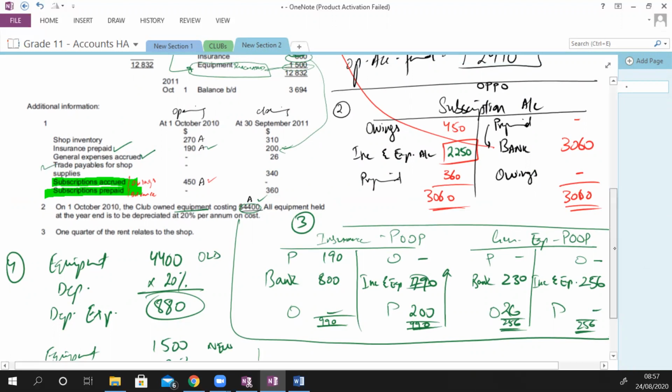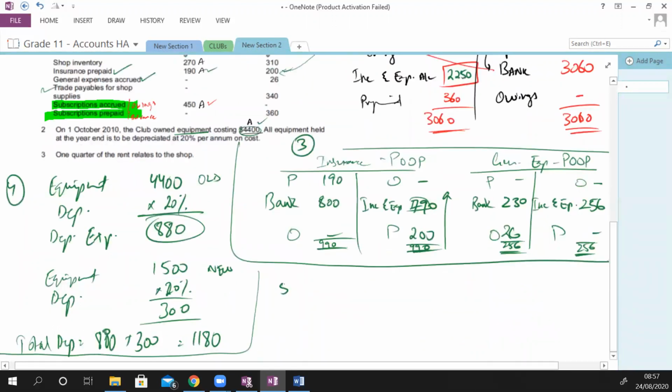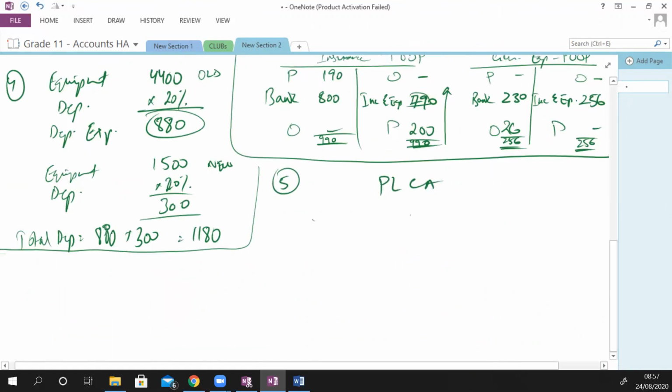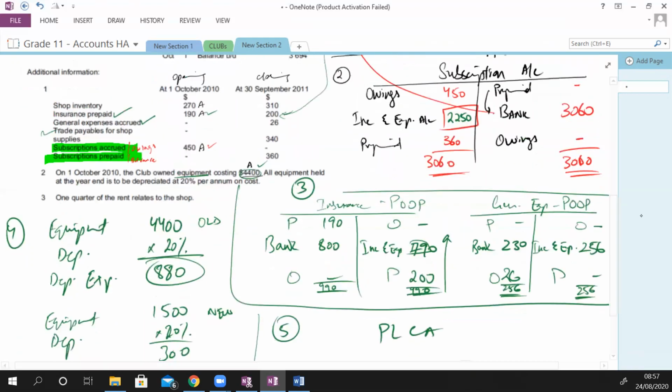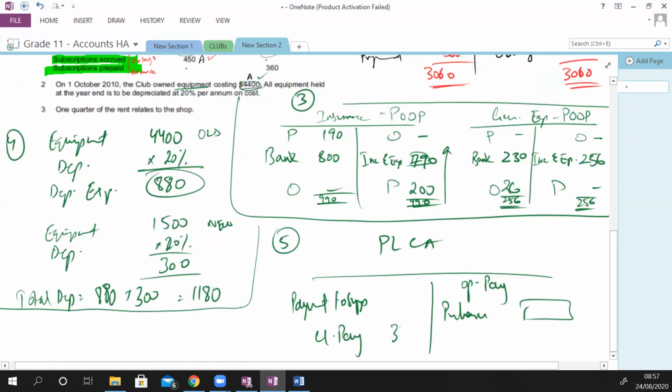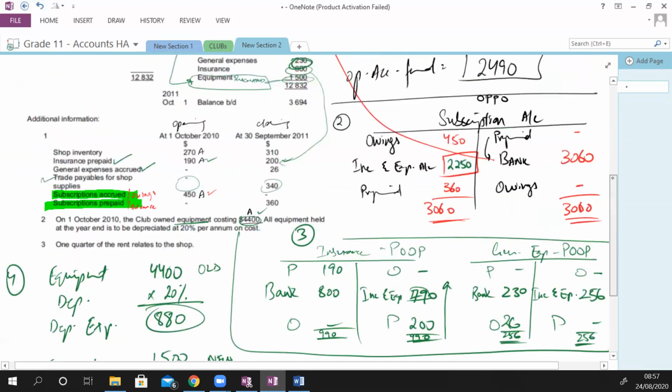So number 5, PLCA, purchase ledger control account, opening payable, closing payable, purchases, this is what you have to calculate. Payment to supplier will be given in the payment side, right? तो इसमें trade payables for shop opening नहीं है, closing है, ठीक है जी. Closing is 340, opening कुछ भी नहीं है.